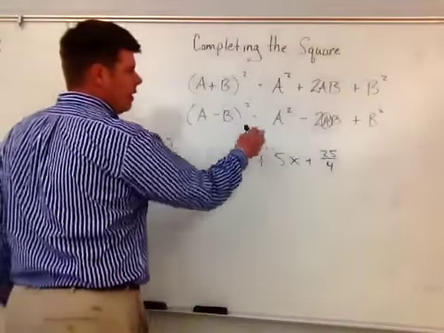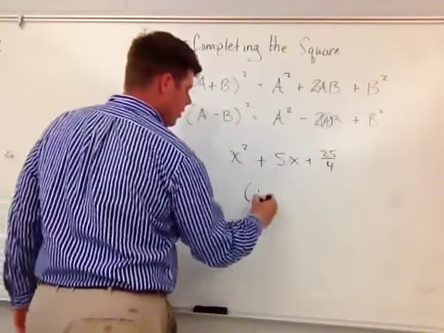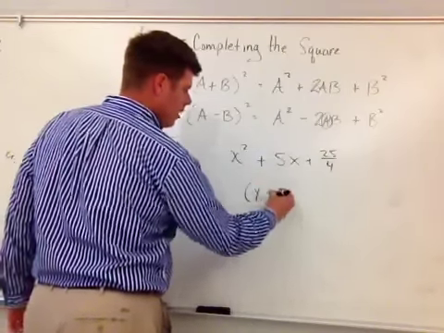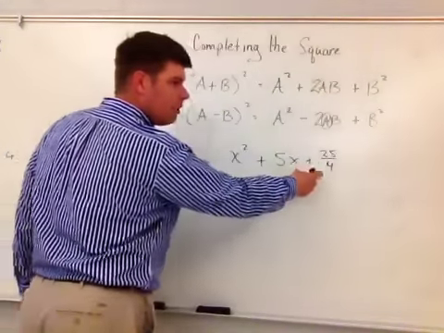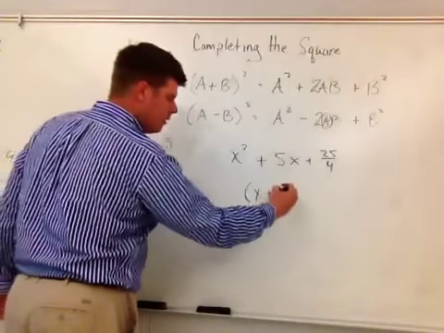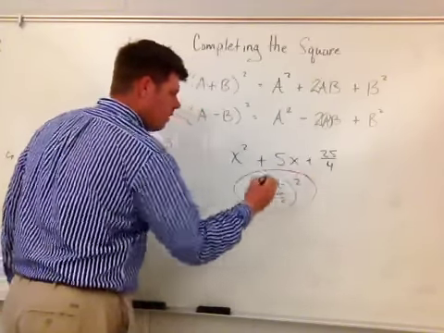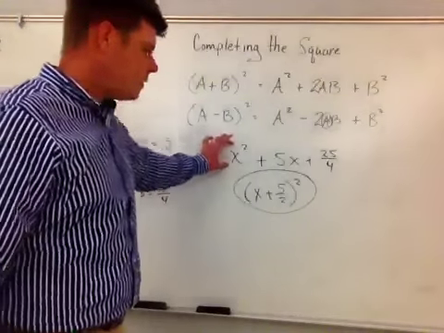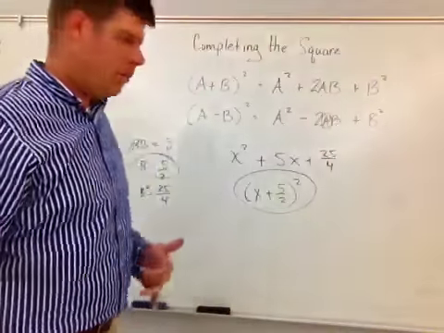But if I want to write it in its completed square factored form, it would be the x plus, because this is plus, that's plus, and it would be not the 25 over 4, but the actual b that you found, which is that value divided by 2. So 5 divided by 2, that quantity squared. And that would be its factored form. Again, what value completed the square was the 25 over 4.